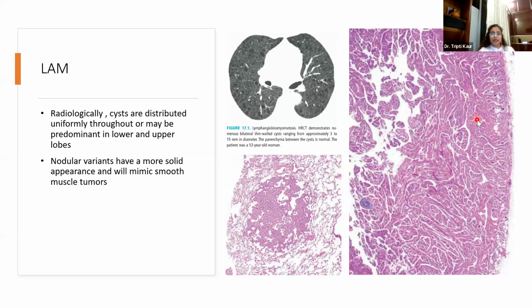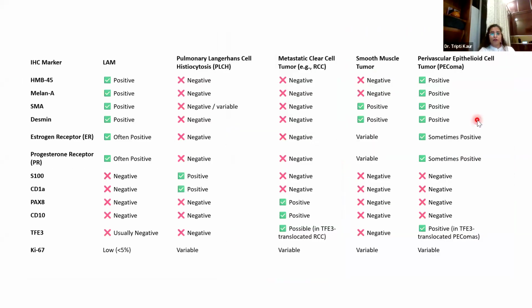They will actually look like smooth muscle cells to you. So you need to give your differentials very carefully. It could be a smooth muscle tumor versus, sometimes you can also give a differential of metastatic clear cell carcinoma or pulmonary Langerhans cell histiocytosis, depending upon how it looks. These are not the sure shot differentials, but these are just the differentials if it looks like that.